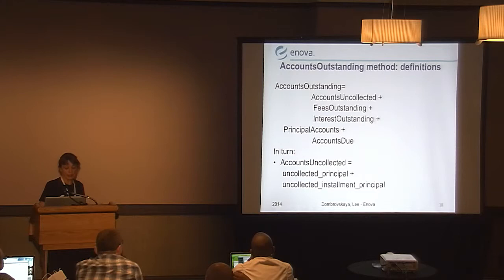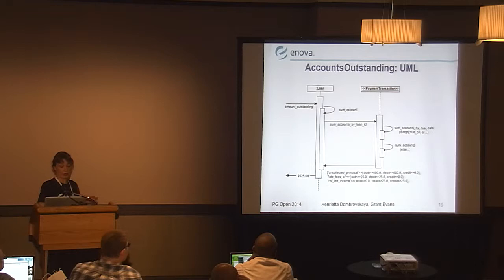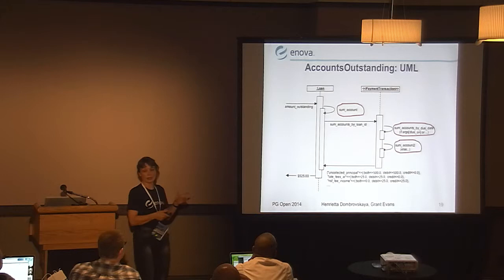independently. That is the UML diagram of how this method works. And do not ask me, because I'm not a programmer, I do not know about UML. My favorite application developers created this UML diagram for me. What we really want to see here is that there is a whole bunch of calls. Look at this one: sum account, sum account, sum account. This is being repeated, and you can see these arcs, which tell us that it's repeated and repeated.